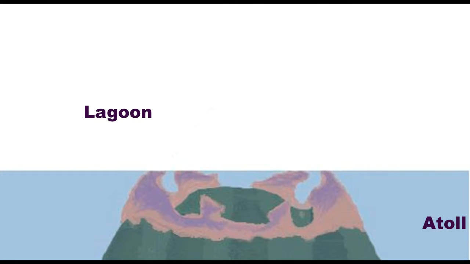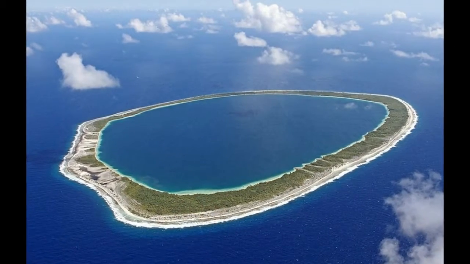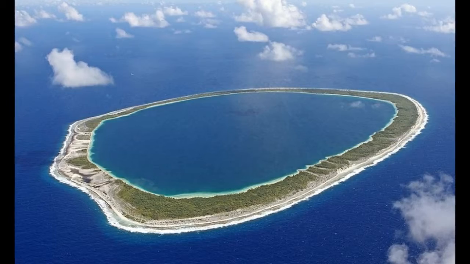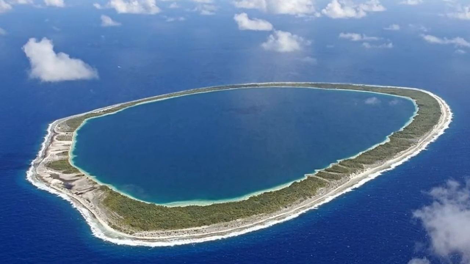From here, corals are further eroded and broken into grains of sand. Waves and wind deposit this sand and other materials, such as plant seeds, on the reef, creating a ring-shaped islet with a lagoon in its center.